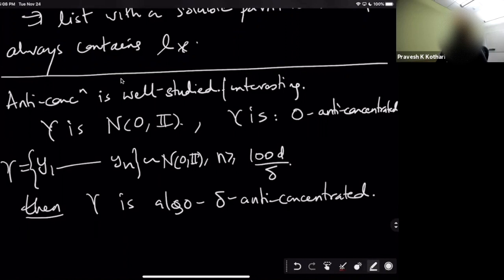In other words, this is a slightly different and more useful statement to us, because it's not talking about an infinite support random variable. It's talking about some large enough sample from the same random variable. It's saying that if I take 100d over delta samples, then the chance that there is some arbitrary direction along which a delta fraction of the points yi project to zero is very, very small. So let's say with probability at least 99%.